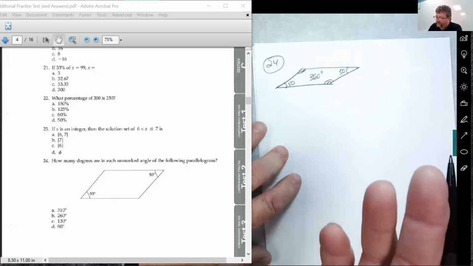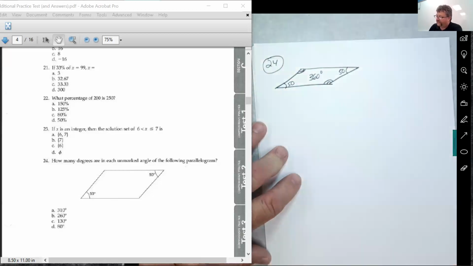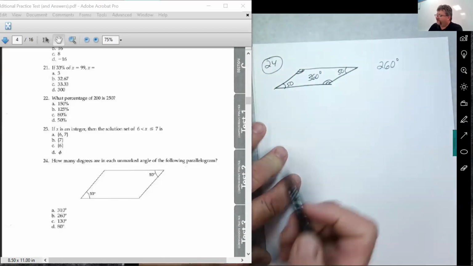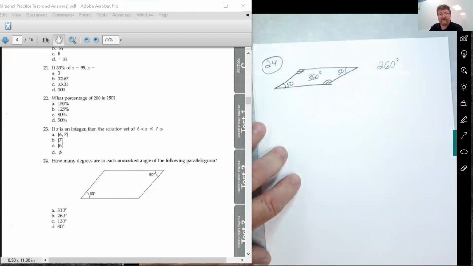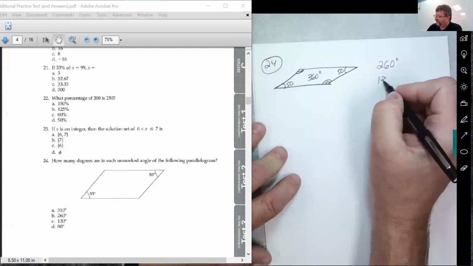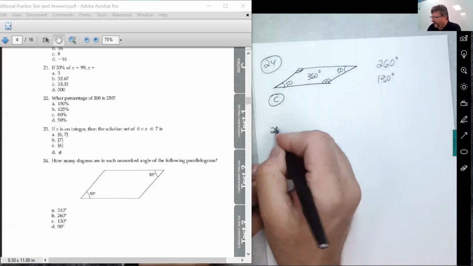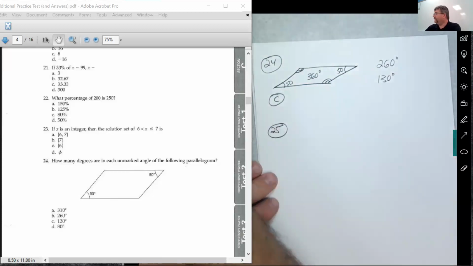Together, those two 50s make 100. So altogether, there's 360. So if I subtract 100, there's going to be 260 left. But that 260 must be split between those two angles. So each one's going to be 130. So if we check out our options here for problem 24, we'll see that C is going to be our answer, 130 degrees. All right, 25. Let's see here.